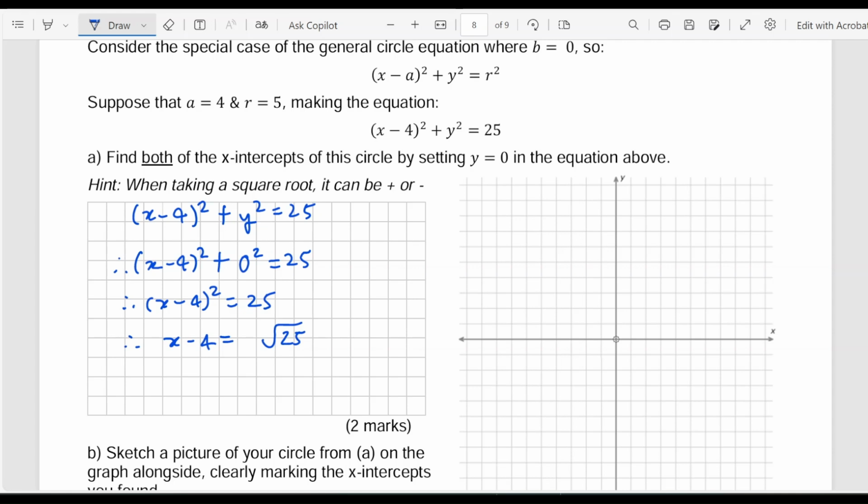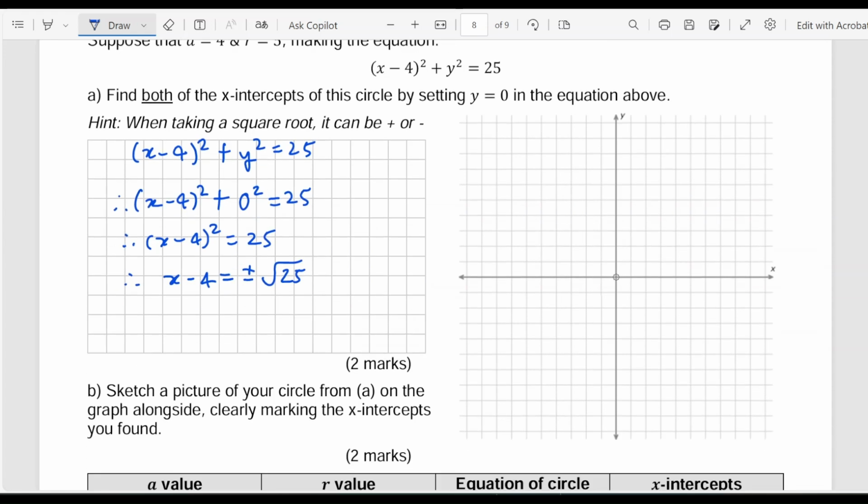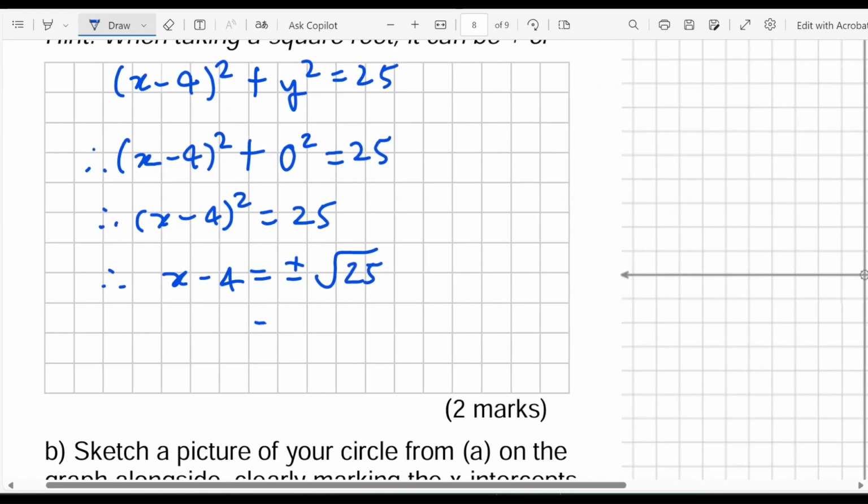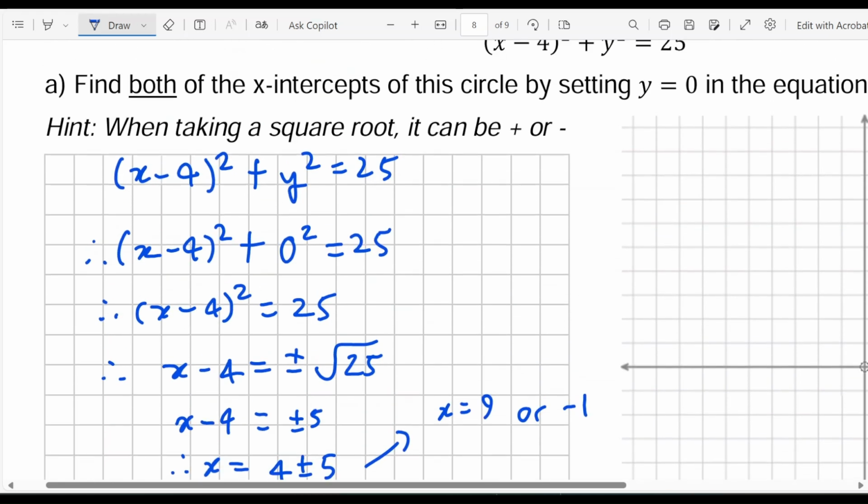Now, I've got to be very careful about this because when you take a square root, as I told you in the hint there, it has to be plus or minus because, well, the answer here is 5, but negative 5 squared would also give you 25. So x has got to be 4 plus or minus 5. So in other words, x is 9 or minus 1. Those are the two x-intercepts.